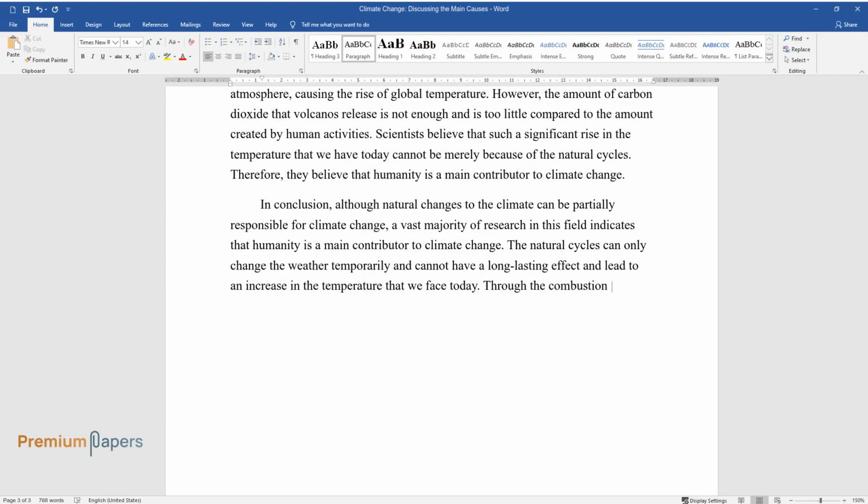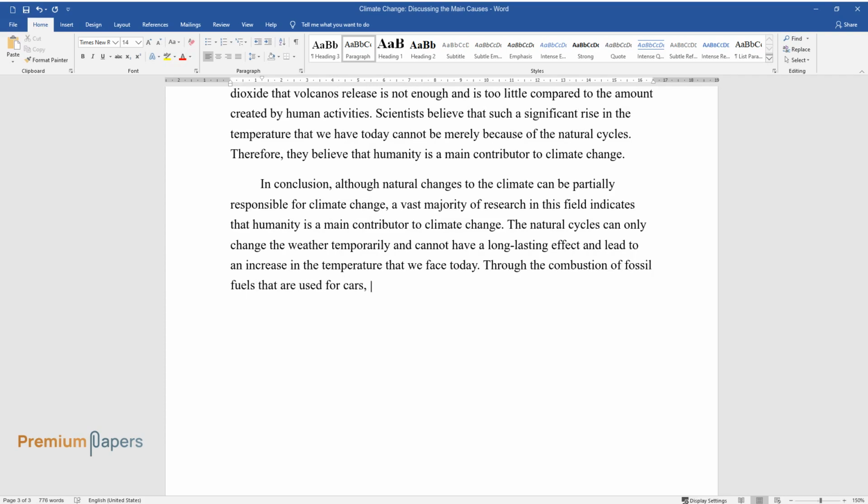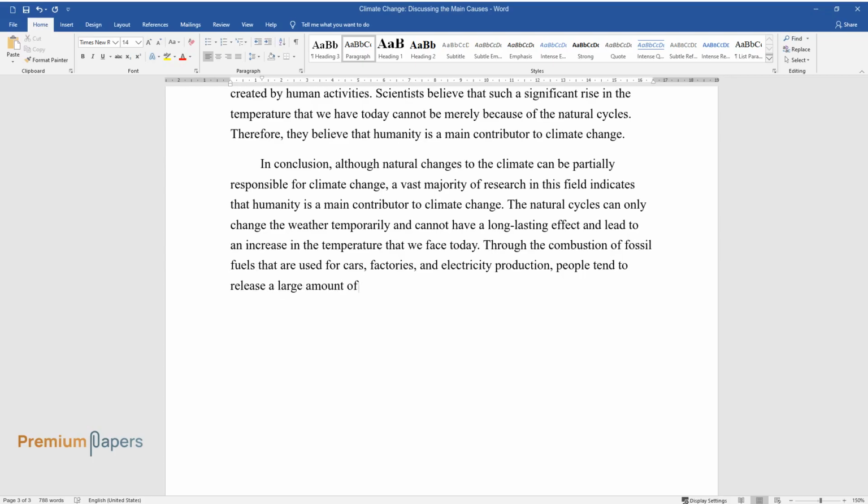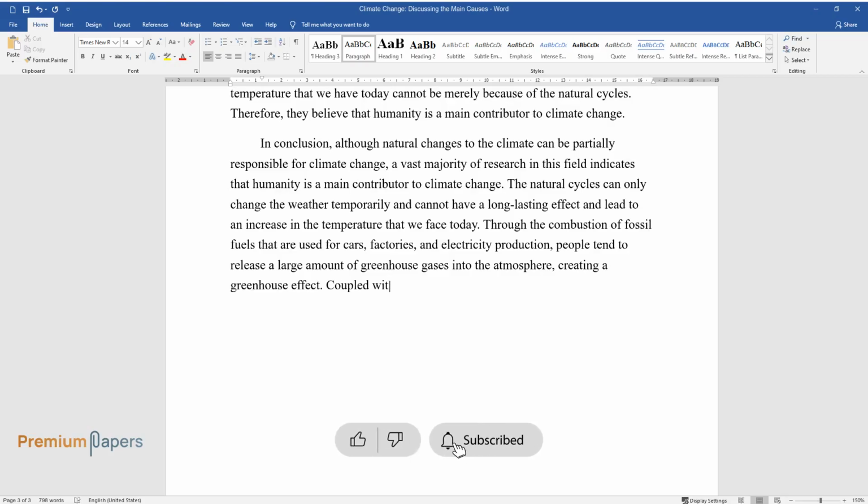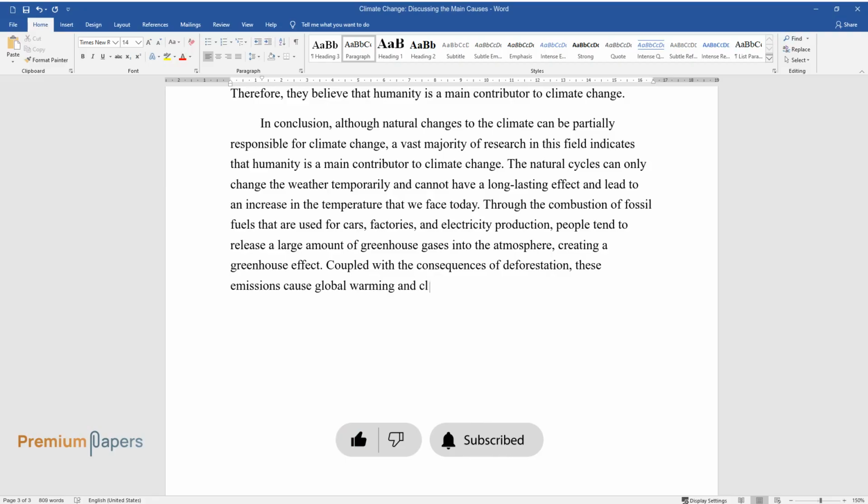Through the combustion of fossil fuels that are used for cars, factories, and electricity production, people tend to release a large amount of greenhouse gases into the atmosphere, creating a greenhouse effect. Coupled with the consequences of deforestation, these emissions cause global warming and climate change.